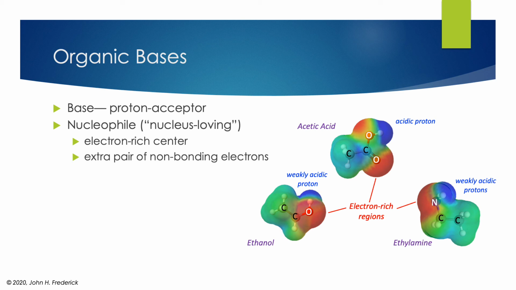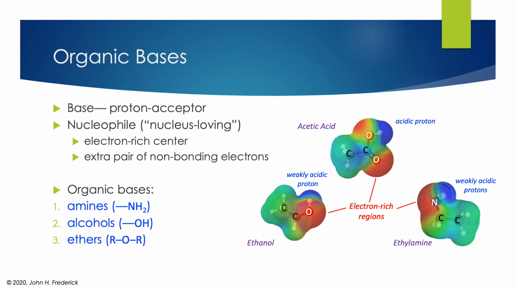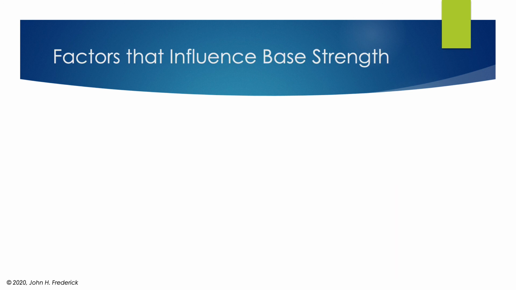So in terms of organic bases, the ones that you'll typically see are amines are the most basic, followed by alcohols, followed by ethers, and the carbonyl oxygens on various carbonyl functional groups then also can serve as bases. So this gives you an idea of sort of the relative nucleophilicity, if you will, of these different kinds of functional groups.